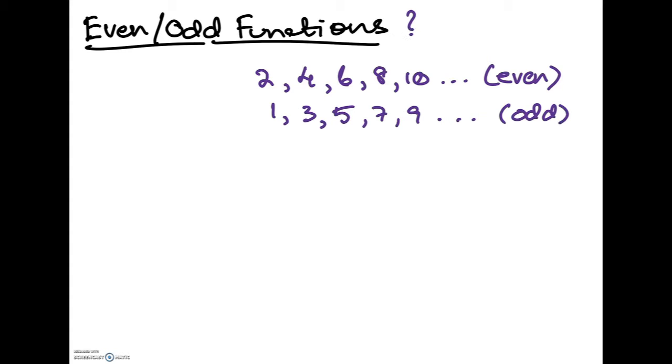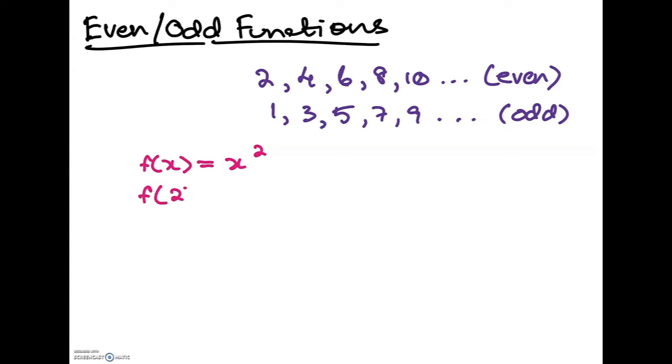But what about even or odd functions? Even and odd functions are a bit different. So even and odd functions are essentially what happens to the function when you plug in alternate versions of the same number. Now that sounds a bit confusing, but I'm going to break it down for you. Let's say we have the function f of x equals x squared. Pretty simple, right? Let's plug in a positive number and then the negative version of that same number.